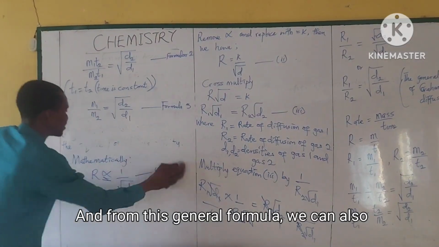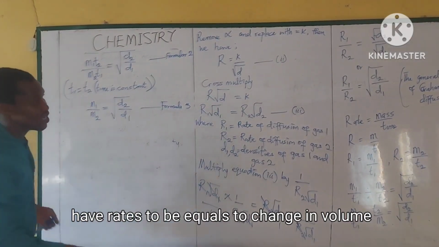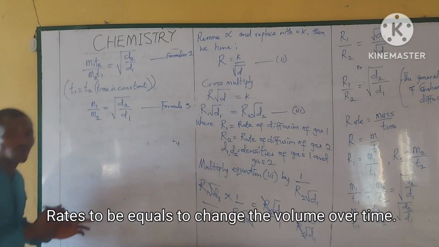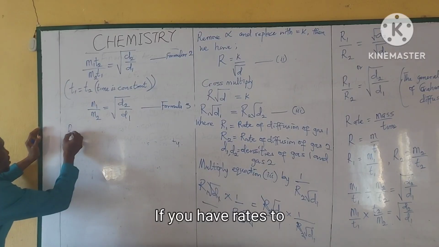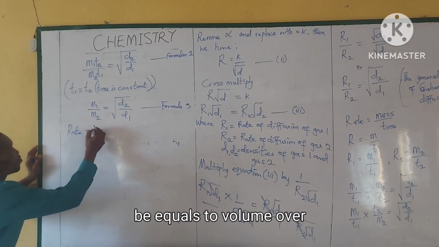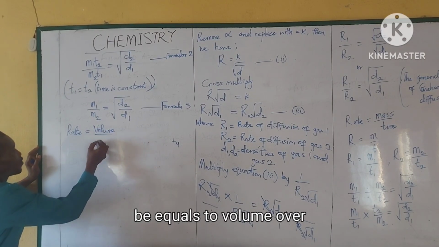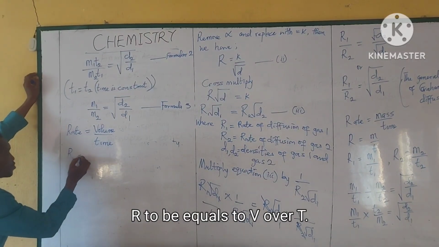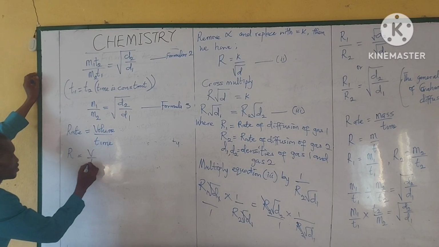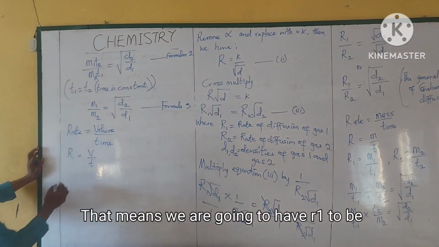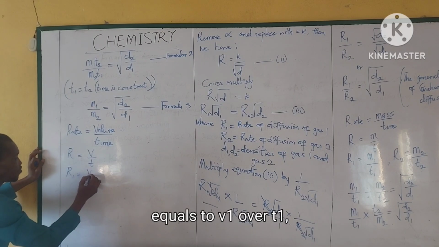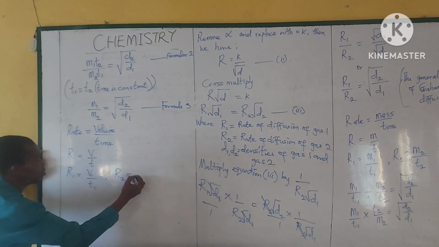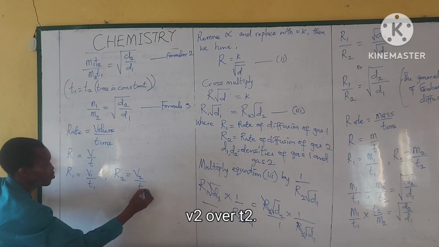And from this general formula, we can also have rate to be equals to change in volume over time. If you have rate to be equals to volume over time, then we can now have R equals V over T. That means we are going to have R1 equals V1 over T1, whereas R2 equals V2 over T2.